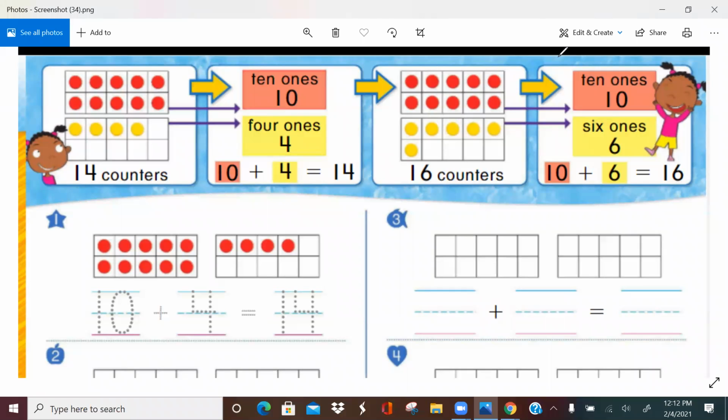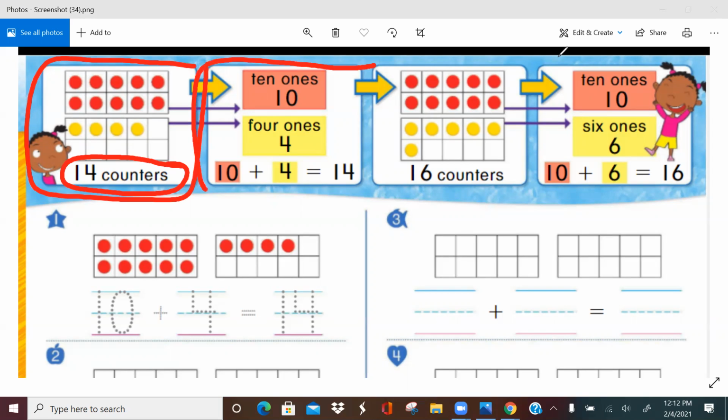All right, let's look at our first box here. Sophia has to write a number sentence to describe the number of counters. So why is she using 2 10 frames? All right, so we have this many counters. We have 14. So why is she using 2 10 frames? Well, she has more than 10 counters, so she needs to put the extras in another 10 frame.